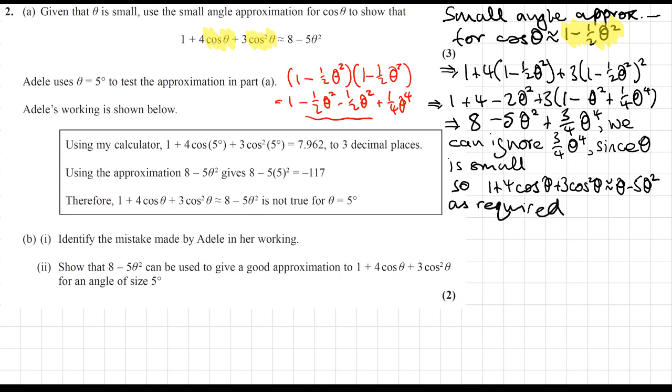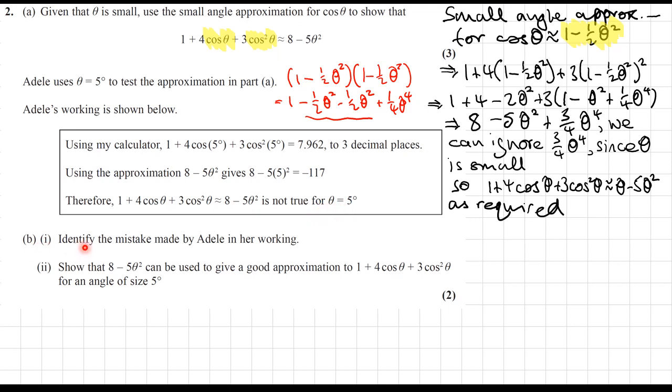Okay, let's move on to part B. Edexcel uses theta equals 5 to test the approximation in part A. Edexcel's working is shown below. So using my calculator, she substituted in 5 and got 7.962 to 3 decimal places. Using the approximation, that gives negative 117. Therefore, 1 plus 4 cos theta plus 3 cos squared theta, approximately 8 minus 5 theta squared, is not true for theta equals 5.